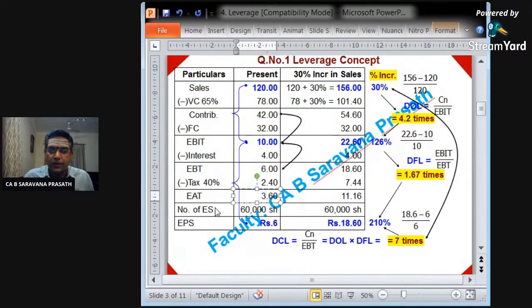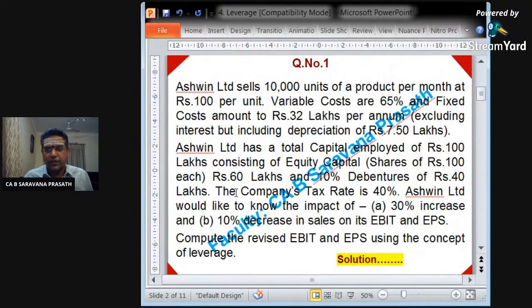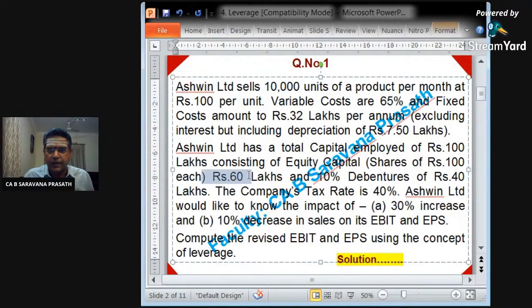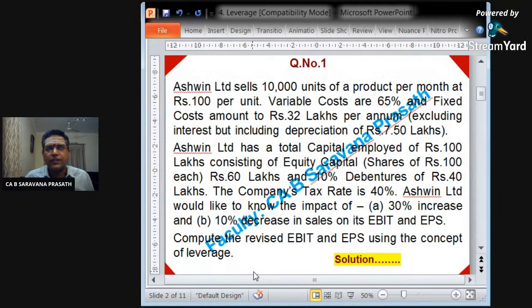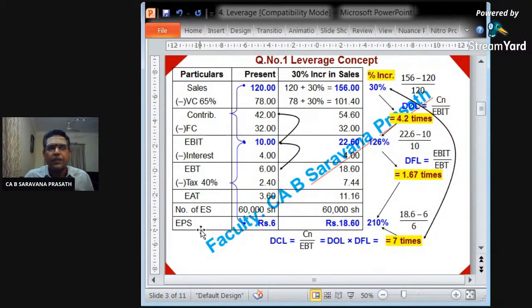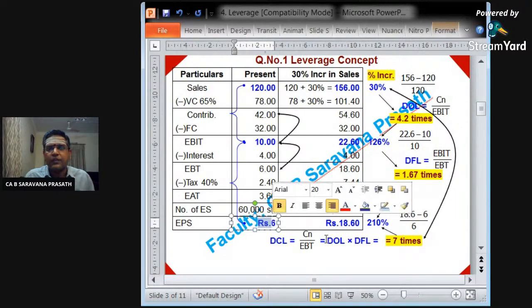Now the number of equity shares, let's again go back to the question to confirm this. Number of equity shares is equivalent to 60 lakhs divided by 100 rupees. So the number of equity shares is equivalent to 60,000 shares. So earnings per share, since there is no preference dividend, this EAT itself is equivalent to residual earning available for equity shareholders. 3,60,000 divided by 60,000. This number is in rupees, 6 rupees per share.